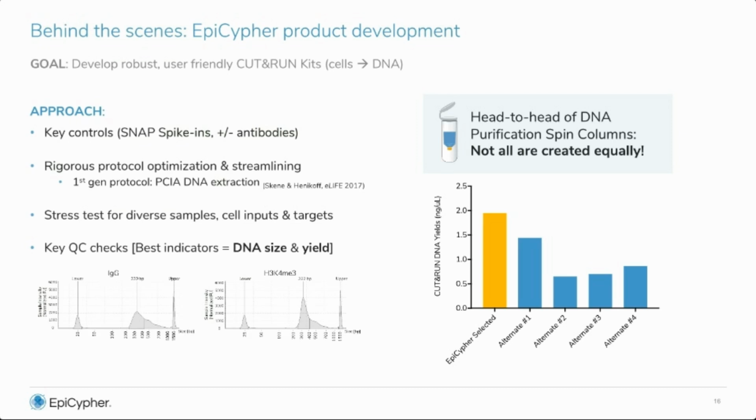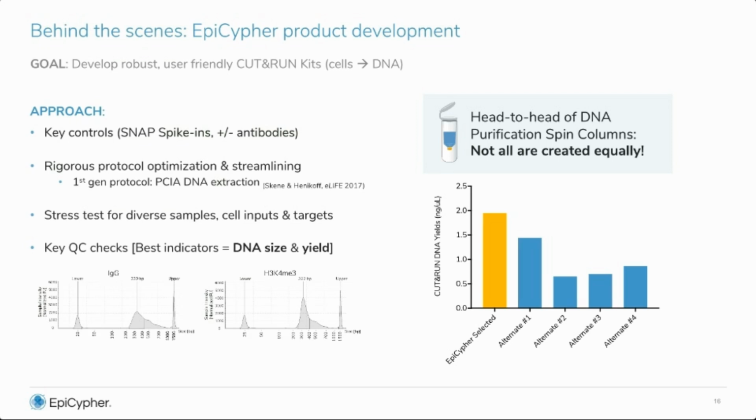And this is really important because the amount of DNA that you recover after CUT&RUN and the size, the fragment distribution of that DNA, are the two best indicators of success that CUT&RUN worked, and that you can prepare libraries and move on to sequencing. And so it was really important that we got the best DNA purification protocol that we could get at the time.